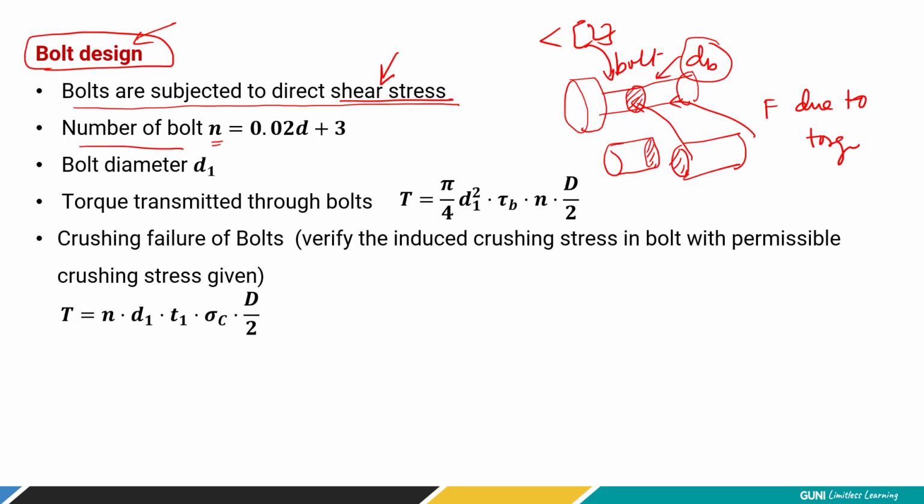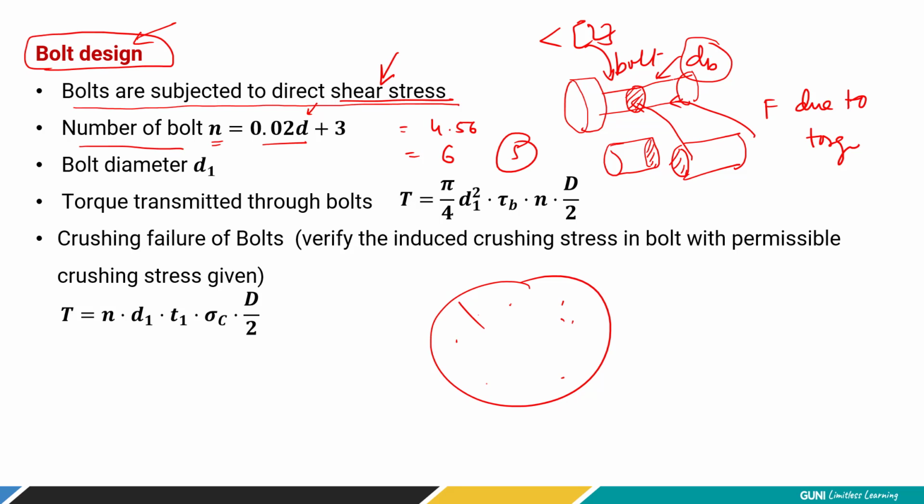Number of bolts n is equal to 0.02 times the shaft diameter plus 3. Let's say you are getting a value of 4.56. So you have to use 5 bolts. But for proper assembly, you have to use 6, because an even number can be equally distributed on a circular path. If you take only 5, it is very difficult.